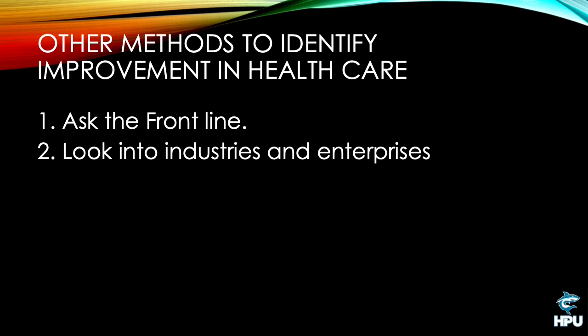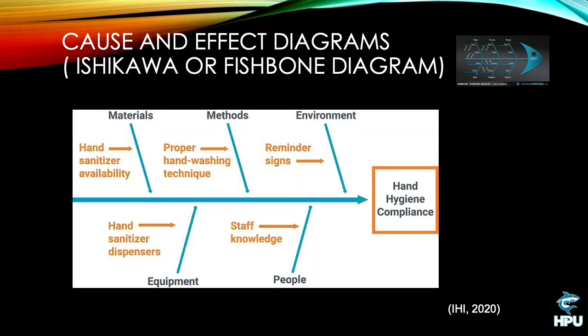Other methods to identify improvements in healthcare: ask the front lines, they sometimes know better, or look into other industries and enterprises. Another useful method to help you identify problems and generate ideas for improvements is a tool known as a cause and effect diagram, also known as an Ishikawa or fishbone diagram.